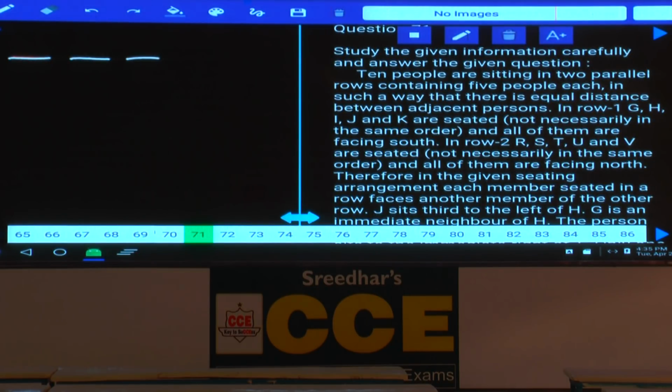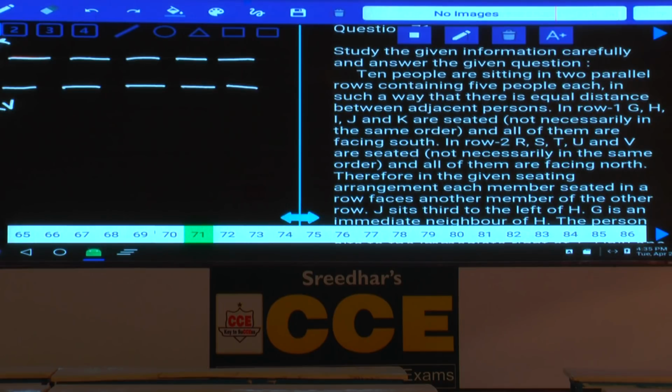1, 2, 3, 4, 5, and all the persons are facing south. Regarding the next row, the second row, here R, S, T, U, V are seated and all these persons are facing towards north. This is the information we have. First, we need to represent the data like this: who are the persons in which row and how many persons are there in that row. Done with this, next one.